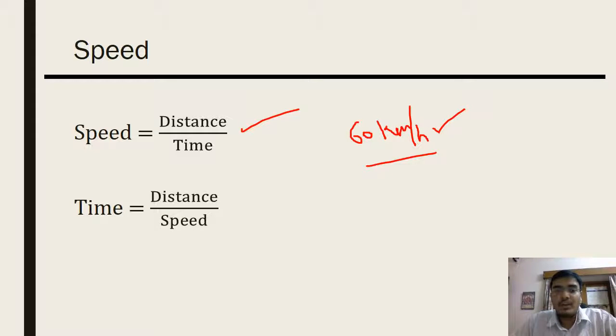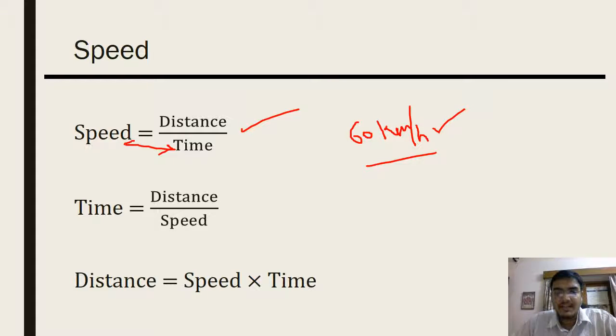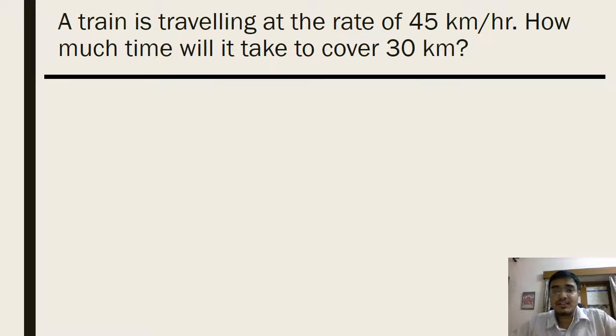There are two more variations to this formula. If we interchange speed and time, we get time equals distance upon speed. Similarly, if we multiply speed by time, we get our distance. Now let us look at a very basic question on this topic.